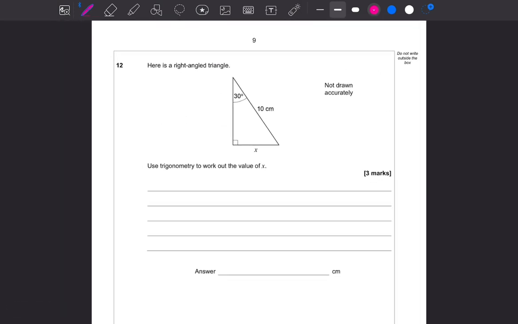Here's a right angle triangle. Use trigonometry to work out the value of x. So we've got the hypotenuse, the opposite, and the angle. So that's going to be sine. Sine of 30 is equal to a half. So altogether, what we have is a half is equal to x on 10. So x is going to be 5.